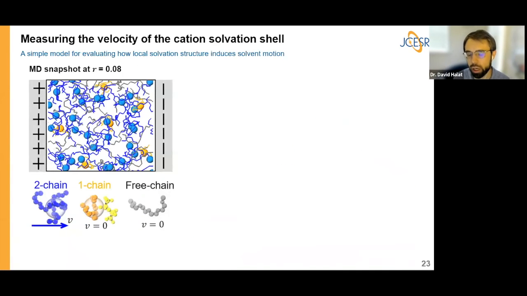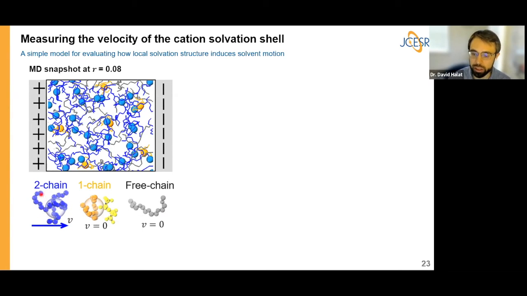So we can use this quantitative solvation information to support a simple model of solvent motion. In particular, our goal here is to measure the solvation shell velocity. We want to see if we can quantify the velocity of just this particular motif. This snapshot of our molecular dynamics simulation at high salt concentration shows the existence of different solvation structures. In particular, it lets us visualize the origin of the solvent velocity as arising from the dragging of the solvent by the cation.